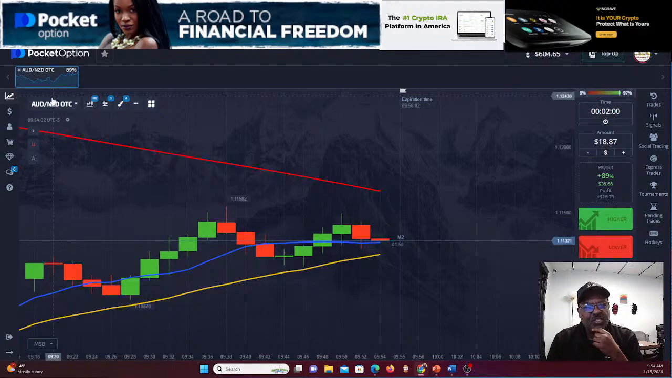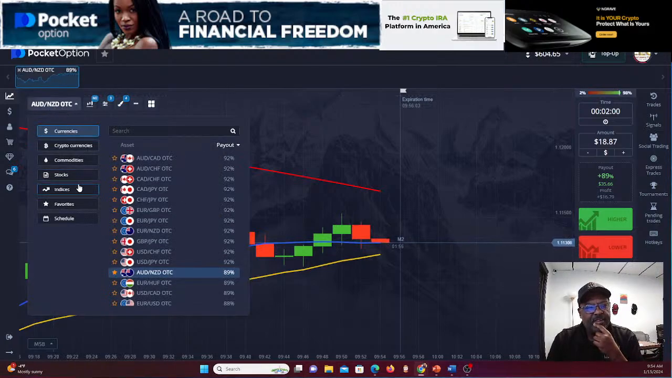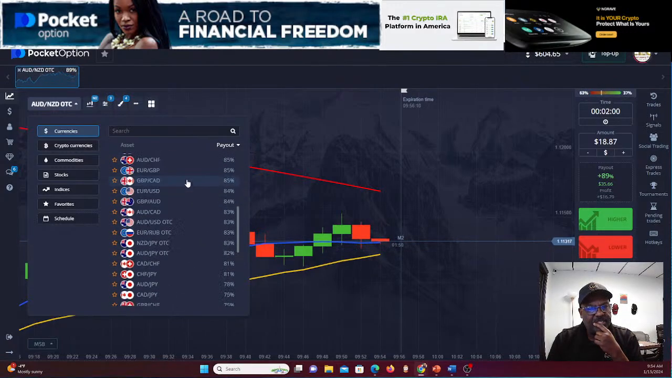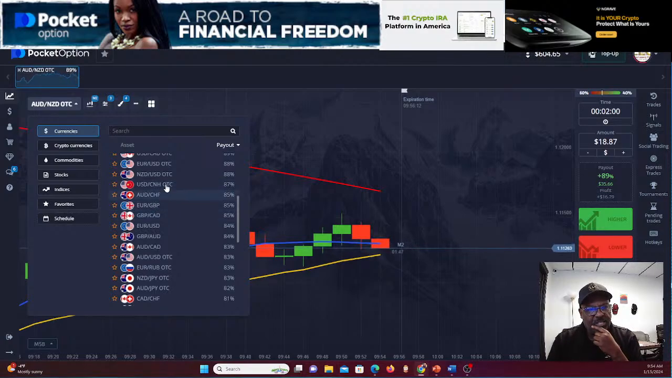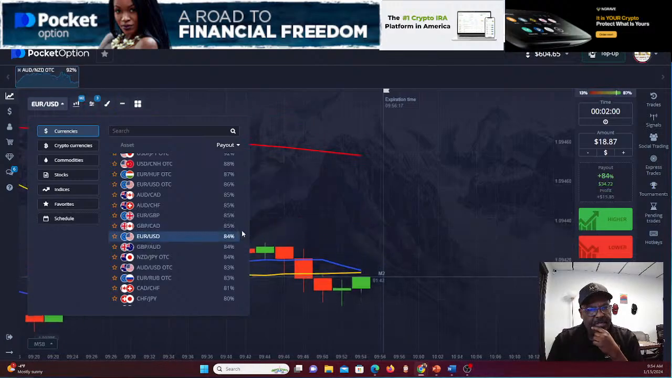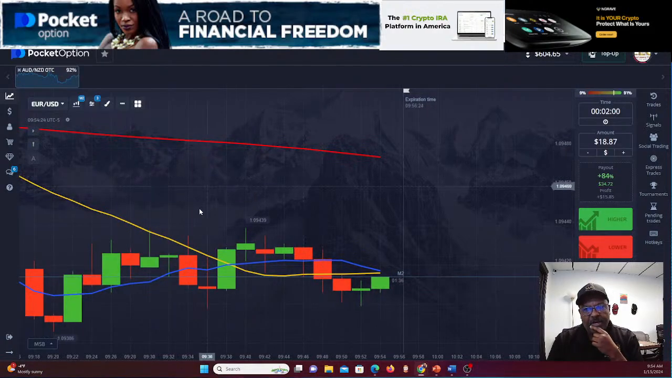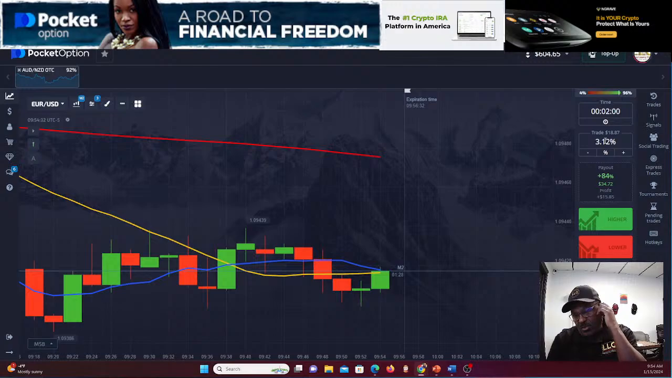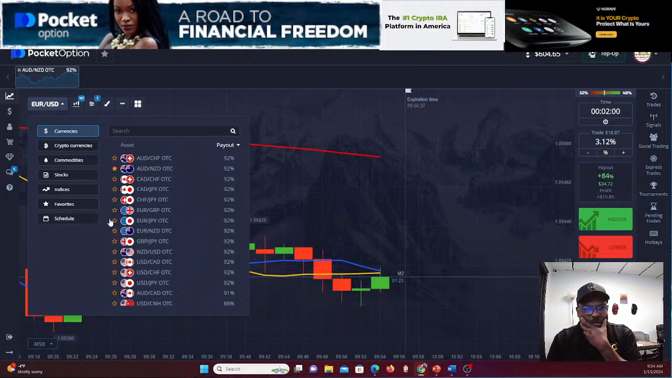But then we can actually find different currency pairs to trade. This is the live market here. When you don't see OTC behind it, you can tell it's the real market. So we'll go to the real market on the options side. It's paying 84%. We have our trade amount. We usually say no more than 2%, but we got 3.12% that we're trading with. We're going to put this up on the screen so we can monitor.